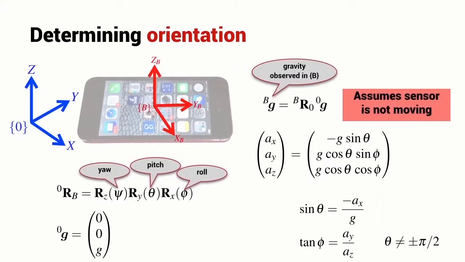Many devices, for example my phone, contain 3 accelerometers which measure acceleration in the x, y, and z directions of a coordinate frame B attached to my phone. I can use the components of acceleration measured in the phone in coordinate frame B to determine the roll and pitch of the phone with respect to the blue coordinate frame 0.